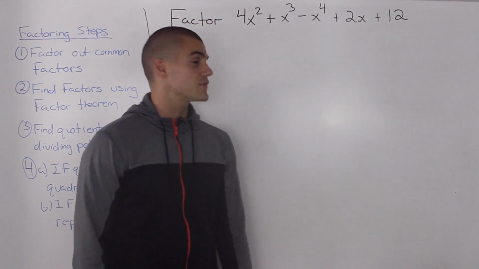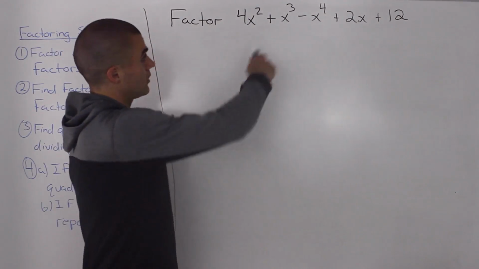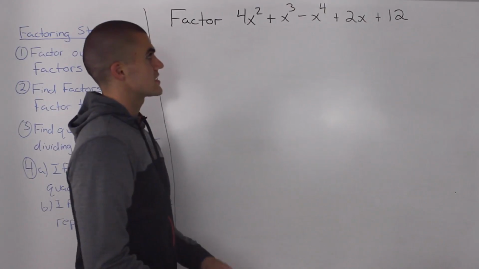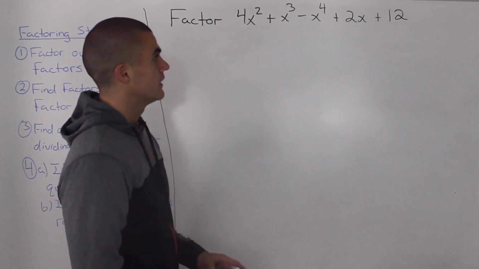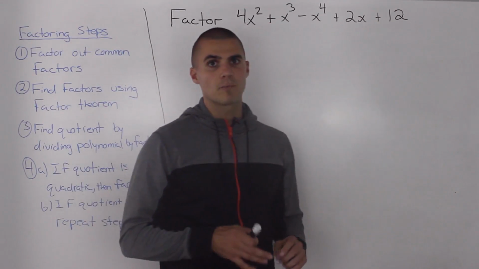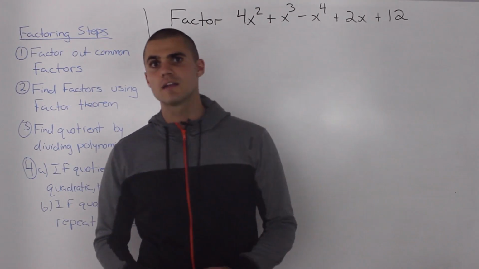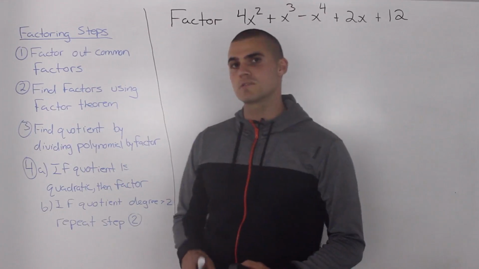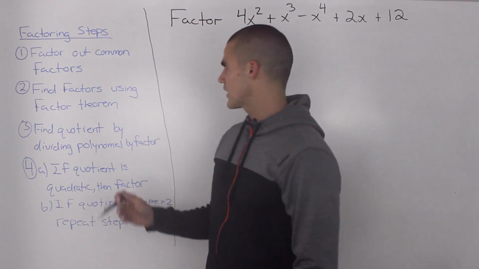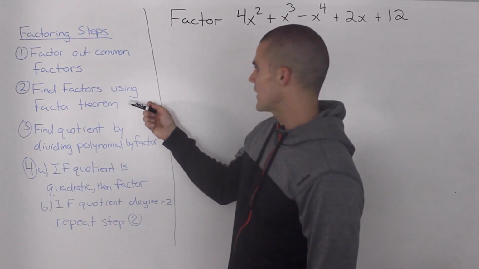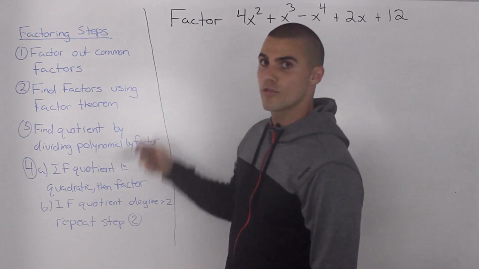Moving on to our next factoring example, we have to factor this polynomial here, 4x squared plus x cubed minus x to the power 4 plus 2x plus 12. Now, in this particular example, I'm going to introduce a bit of a shortcut that you can sometimes use to make the factoring process a little bit quicker. And the shortcut is going to be a combination in steps 2 and 3.